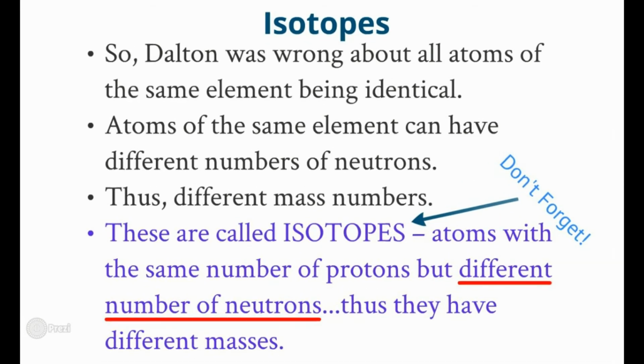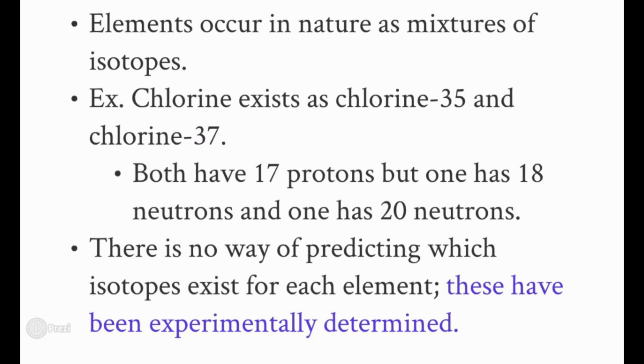All right, and this is next for the last thing here. Elements occur in nature as a mixture of these isotopes. So we've already figured out all these. For example, we just talked about chlorine. 35 and 37 both have 17 protons, but one has 18 neutrons and the other has 20. One's just a little bit bigger than the other. There's no way of predicting which isotopes exist for each element. These have been done already for you.